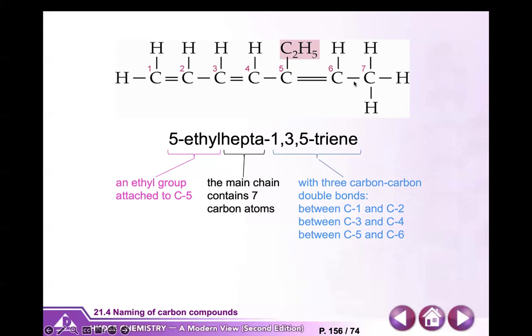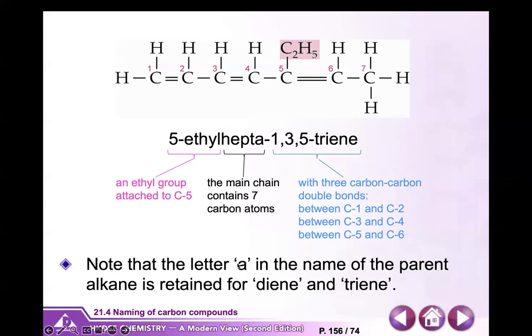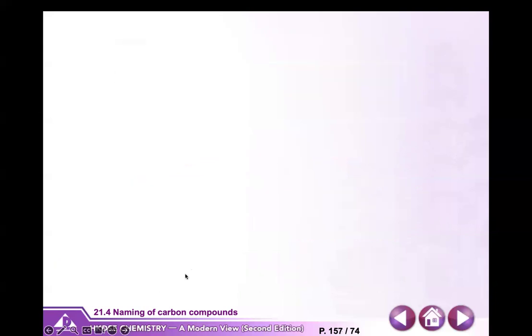And then the longest carbon chain should be heptane. With the CC double bond involved, it should be heptene. However, with triene present, we need to keep the A here. So the parent should be hepta-1,3,5-triene. And then we can find there is a substituent, that is C2H5, so we need to name it as an ethyl group. We label the ethyl group on the 5th carbon. So this is 5-ethyl hepta-1,3,5-triene. So don't forget, the A should be retained.